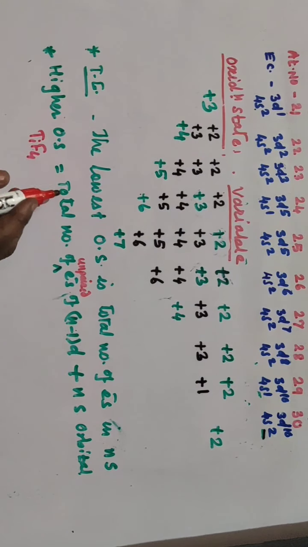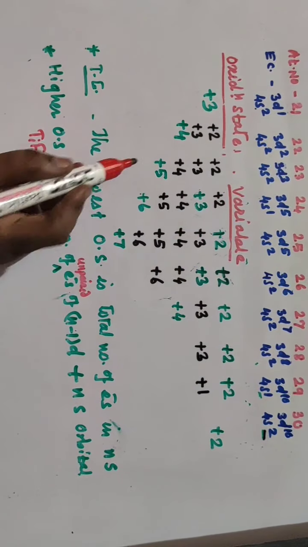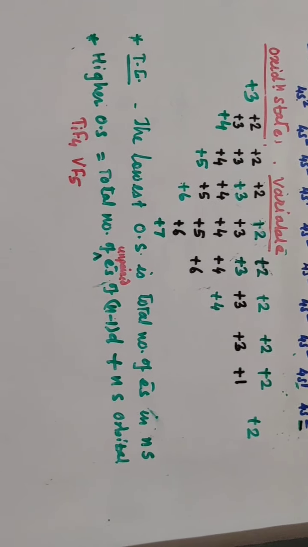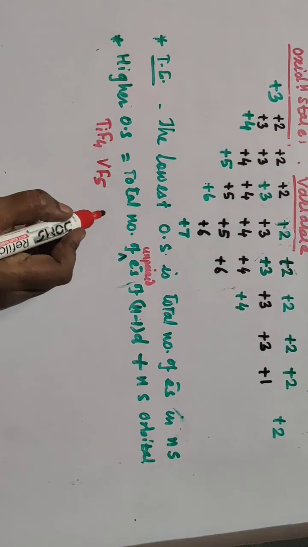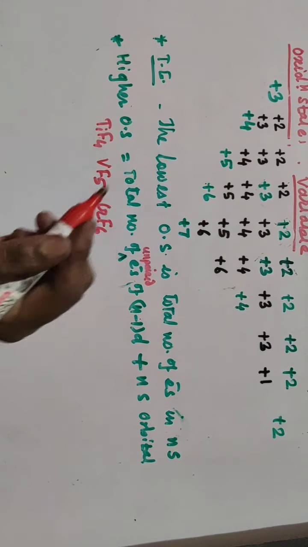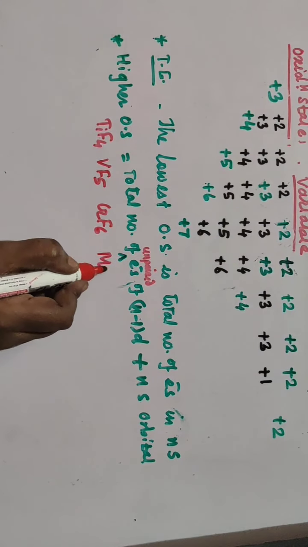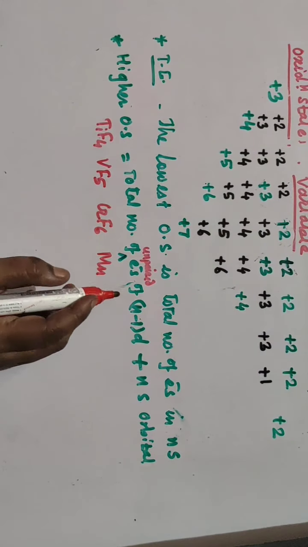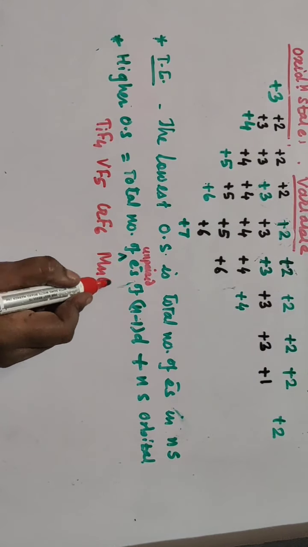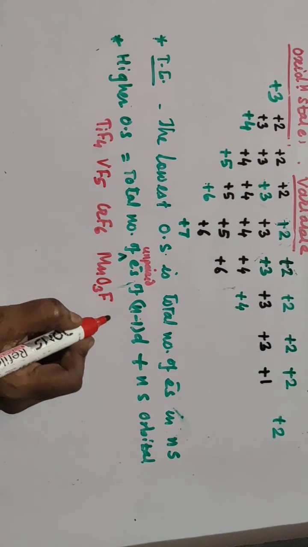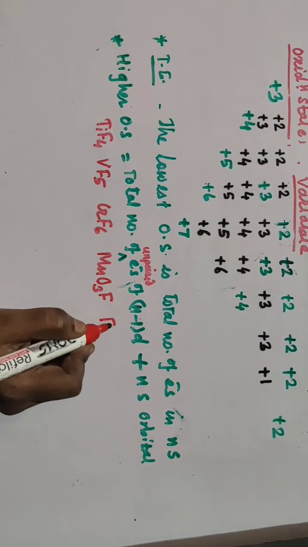Then with vanadium, what is the highest? VF5. Plus 5 is the highest oxidation state. Then in case of chromium, it is CrF6. Then in case of Mn, we'll take MnO3F.